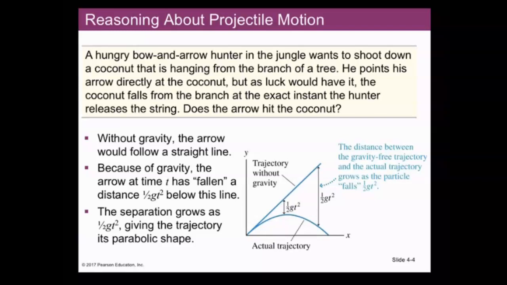We'll use this example to discuss reasoning about projectile motion. A hungry bow and arrow hunter in the jungle wants to shoot down a coconut that's hanging from the branch of a tree. He points his arrow directly at the coconut, but as luck would have it, the coconut falls from the branch at the exact instant the hunter releases his string. Does the arrow hit the coconut?